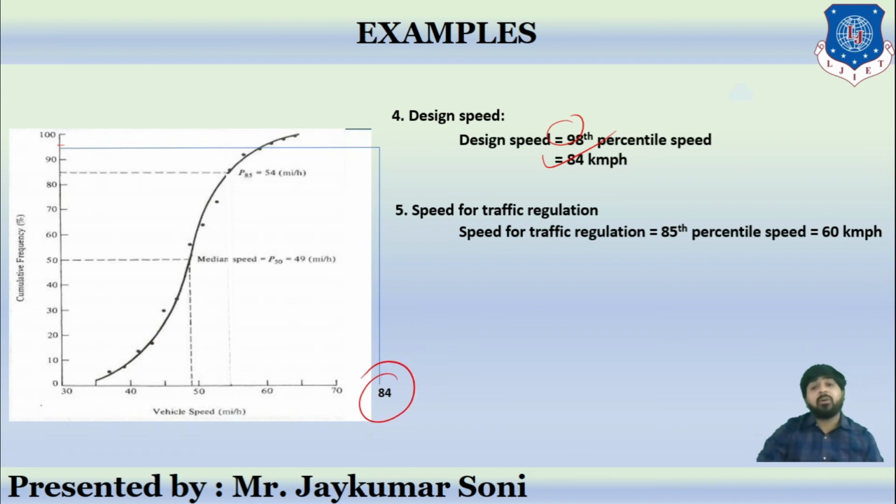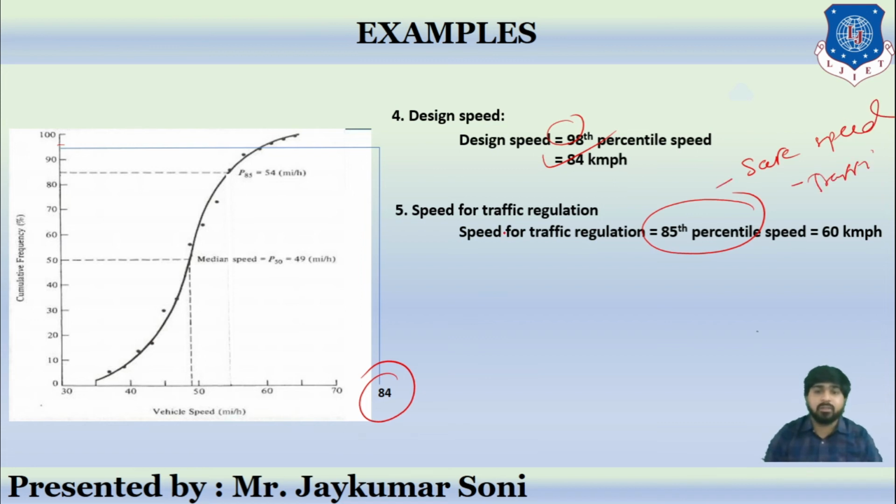Then comes the speed for regulation. Now there is another word. The 85th percentile speed is called the safe speed limit. It is also called the speed for traffic regulation. So this is the new thing that you are learning over here. If you plot the graph of 85, then you will get it like this. It will be approximately 60 kmph.